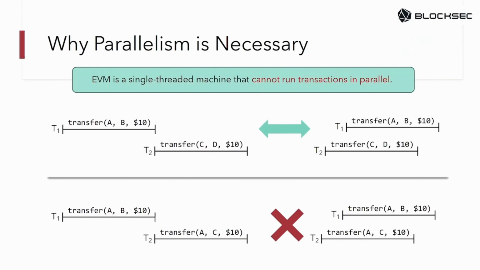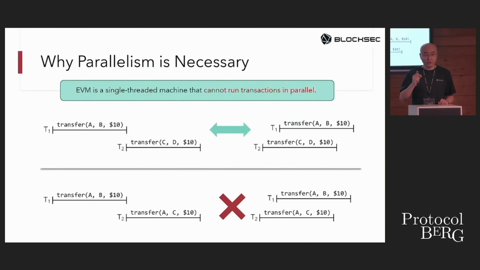As you may or may not know, the EVM is a single-thread program which only executes transactions one by one. So if you have a couple of transactions inside the block, each of the transactions will be executed one by one. They cannot be executed in parallel.